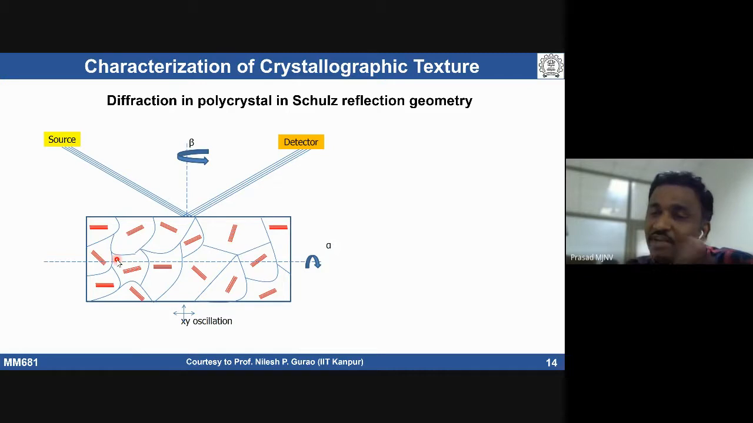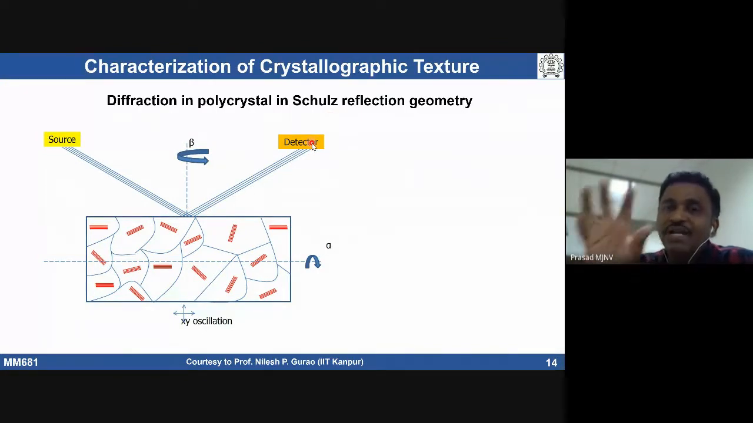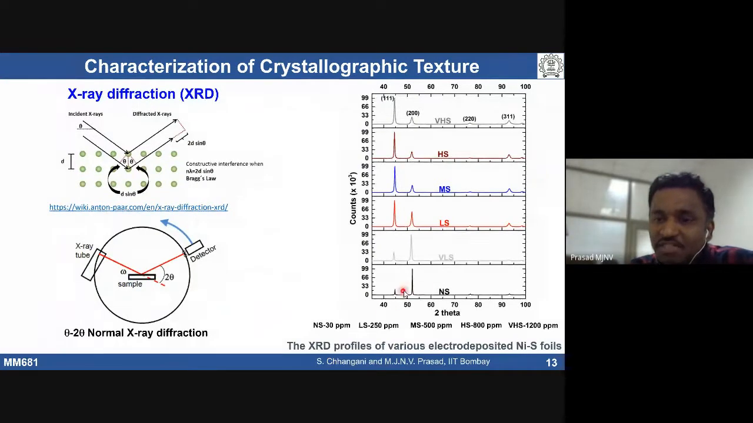There, the specimen was fixed initially. Here the specimen will be rotated and oscillated, while the source and detector are fixed. We rotate the specimen and give oscillation, so whatever grains have a particular orientation will be collected. A particular pole, each one of them, is called a pole. It's a 200 pole, 111 pole, and so on.